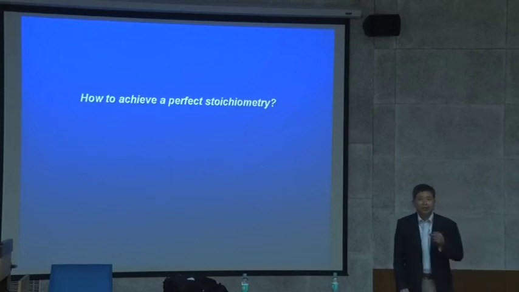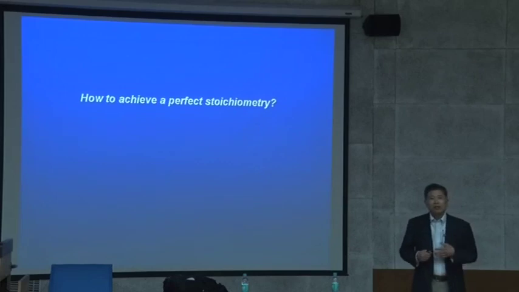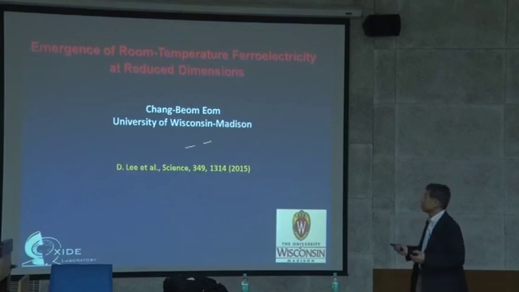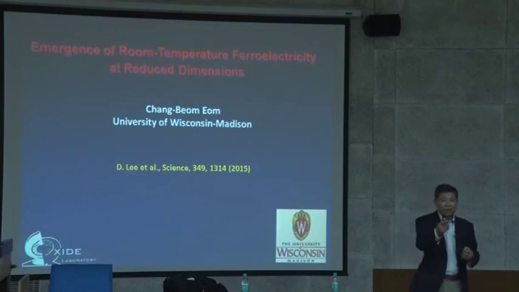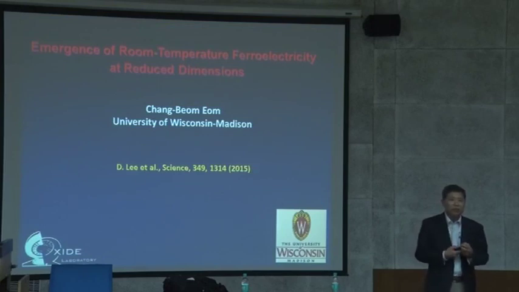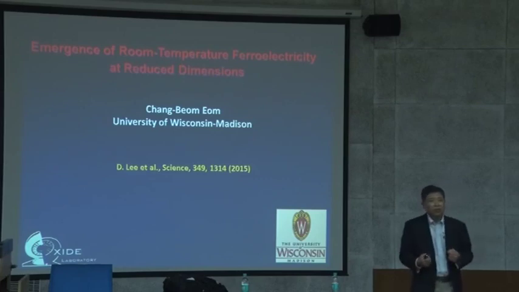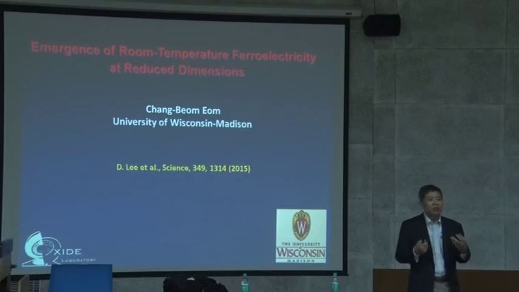So I'm going to give today's second lecture like the one I did yesterday, using a specific example of the science, and then starting from there, answer these questions later. This work is related to the question yesterday from one of the professors about ferroelectricity of strontium titanate: the emergence of room temperature ferroelectricity in reduced dimension in strontium titanate. The origin of this emergent phenomenon comes from very slight off-stoichiometry creating point defects.